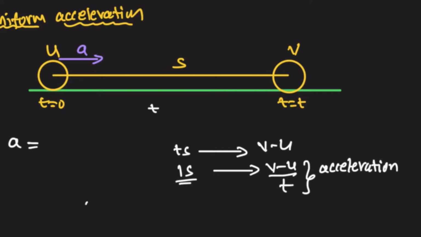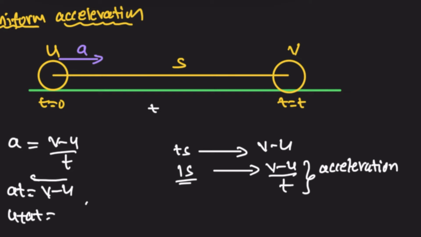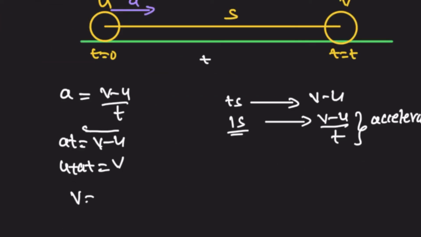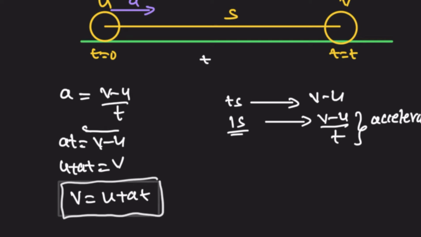So a is equal to (v minus u) by t. Bring t to the a side, then it becomes at equal to v minus u. Bring u to this side, then minus u becomes plus u. So u plus at is equal to v. So what is the equation here? v is equal to u plus at. This is a kinematic equation. One of the kinematic equations is v = u + at.